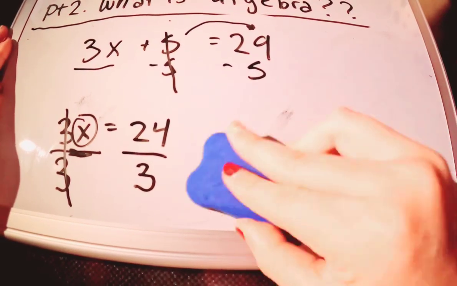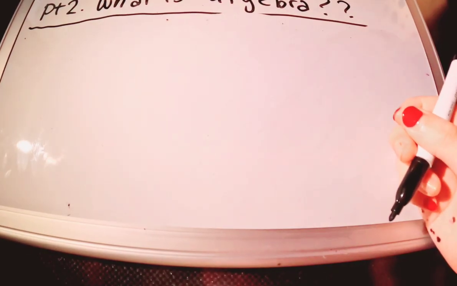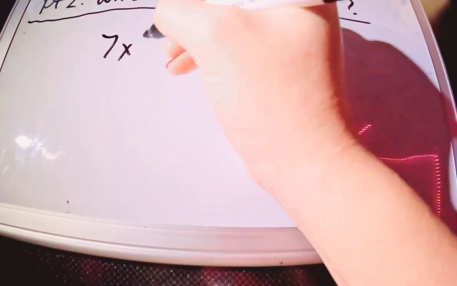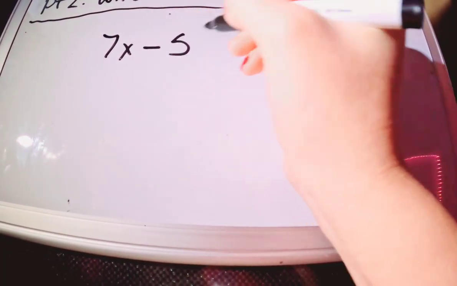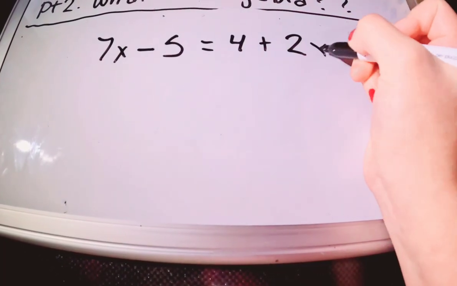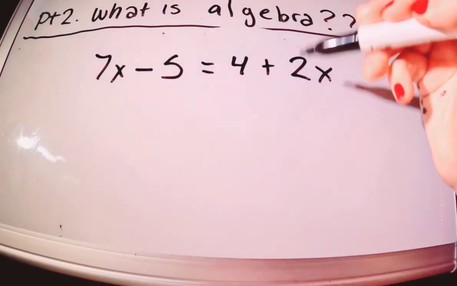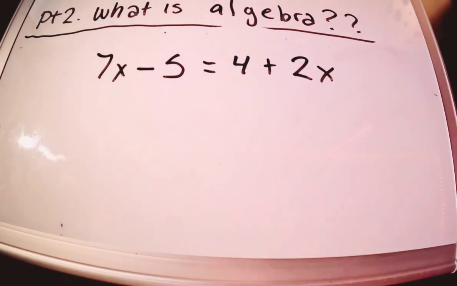Alright. In a more traditional equation, I would say you would typically have x on both sides. So if you had 7x minus 5 equals 4 plus 2x, you would want to, once again, get the terms that have x by themselves.